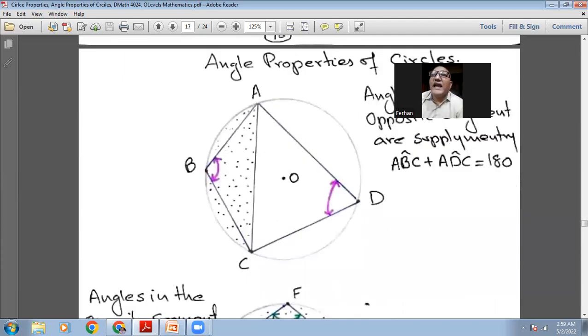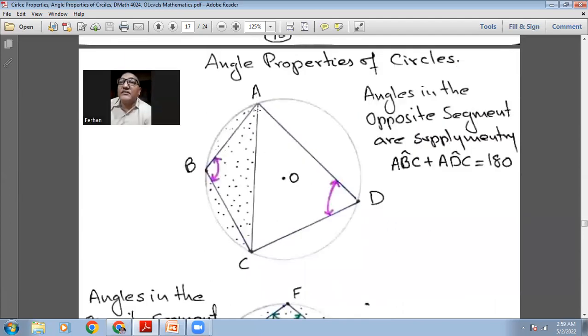Now, here we have another property. For example, here is a chord AC. Now clearly you have two segments, this shaded segment and this white segment. This is the major, this is the minor segment. If I join the ends of this chord with a point on the minor segment, for example this point B, which is on the circumference, and I join the ends of the chord A and C with the point D, which is on the opposite segment, the other segment.